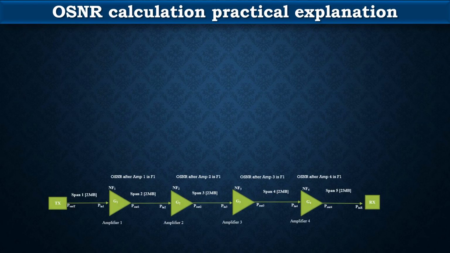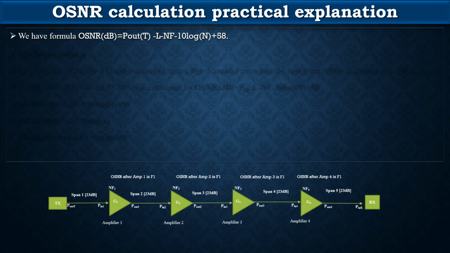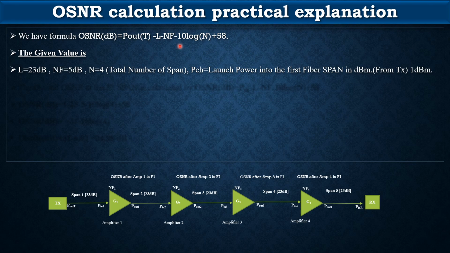OSNR calculation, practical explanation. Let's see one example. We have the formula OSNR in dB is equal to P out minus L minus NF minus 10 log N plus 58. The given values: L is equal to 23 dB, the span loss, and we have considered 23 dB for all spans. NF is equal to 5 dB, the noise figure, which is the same for all the amplifiers. N is equal to 4, the total number of spans: 1, 2, 3, 4.